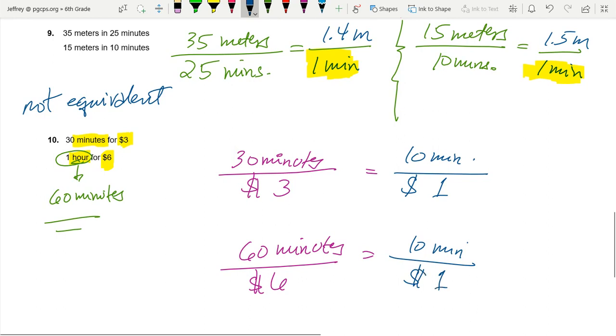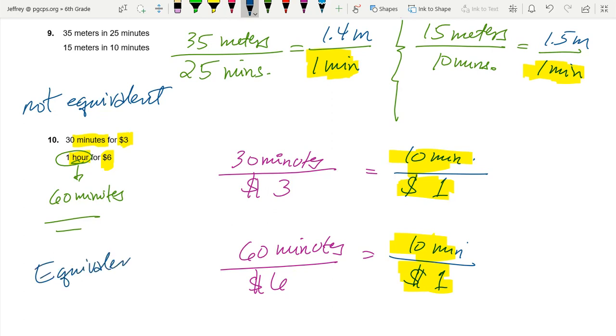So are our rates the same? Yep. So these two rates are equivalent. So we're going to write the word equivalent. All right. So hopefully that helps.